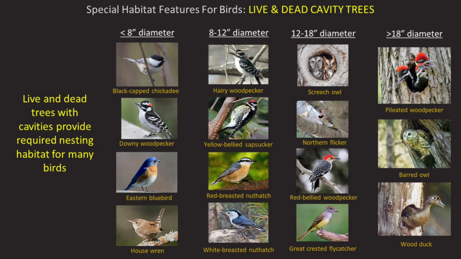We also have many bird species that make their nests in holes or cavities in living or dead trees. Cavity trees are a unique habitat feature, and their presence or absence can directly relate to the presence or absence of certain birds on a property. Even small diameter trees can provide nesting sites for birds such as chickadees, bluebirds, and wrens. But larger diameter trees are able to accommodate larger birds. So, as a general rule, larger diameter trees have the greatest value as nesting habitat.